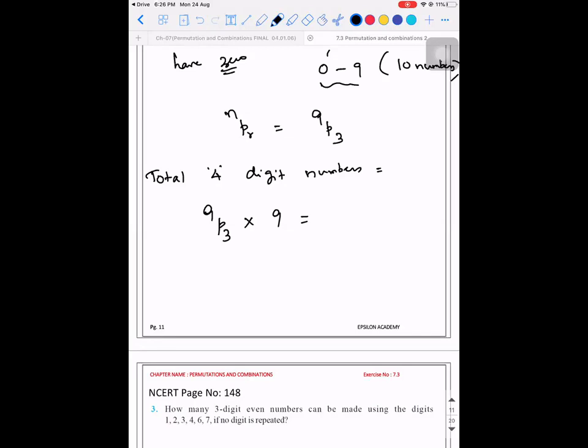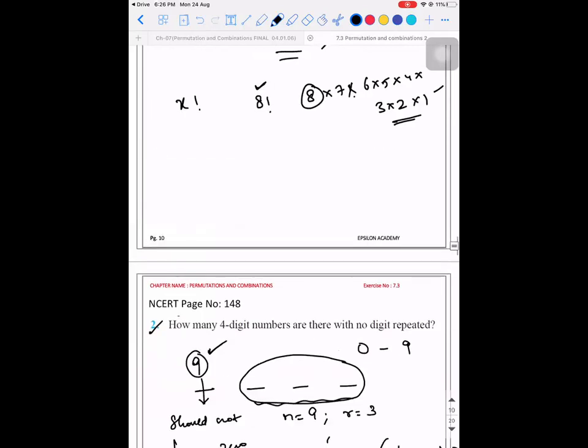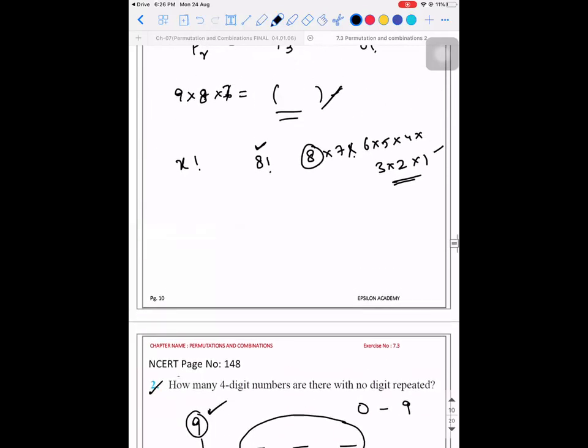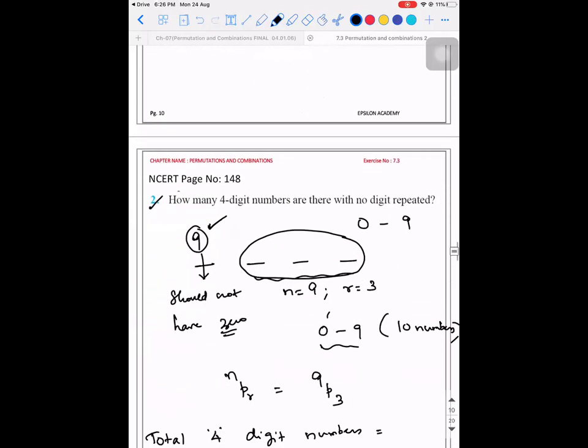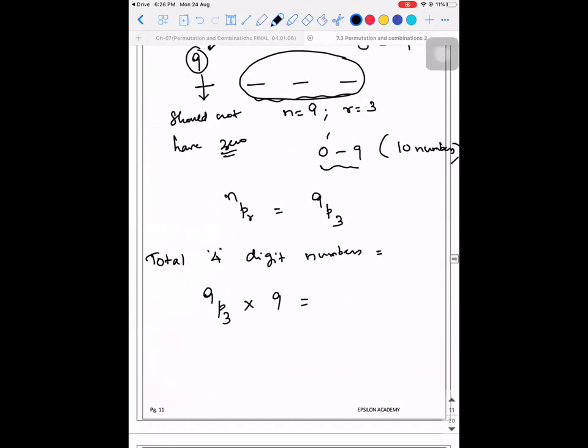Yeah. So did anyone get the answer? 9P3 is how much? 9 into 7 into 8. What is the answer, guys? 3888. No, 56 into 9 only. This problem, what is the answer? 3888. I don't think it is right. I just brought the answer. The answer given is 4536.